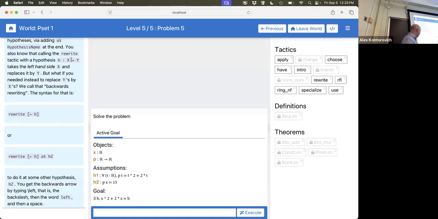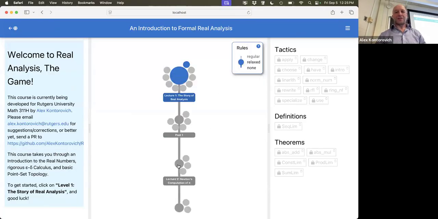You type \left, and that's how you rewrite backwards. That'll replace y's by x's, if you want to do that. Okay, that's all I wanted to point out. That's, I think, everything we'll need, and let's do lecture 2.